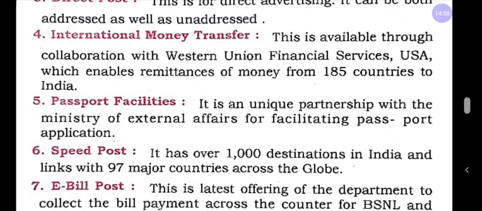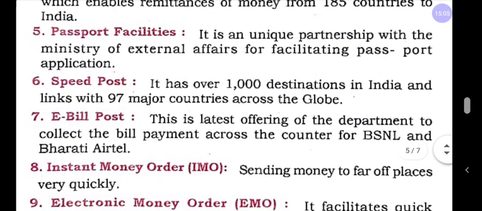This is called international money transfer, that is IMT. And passport facility and speed post. Speed post means, compared to normal post, it will be delivered in only a few hours, and you also have to pay an extra amount compared to the normal post. The speed post has little changes in the charges.